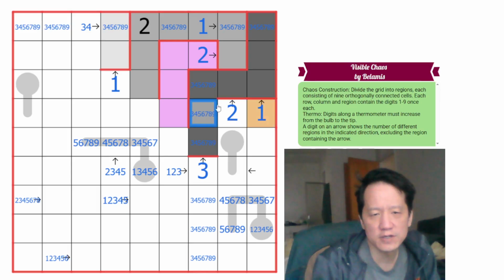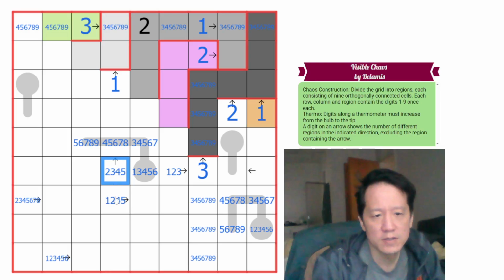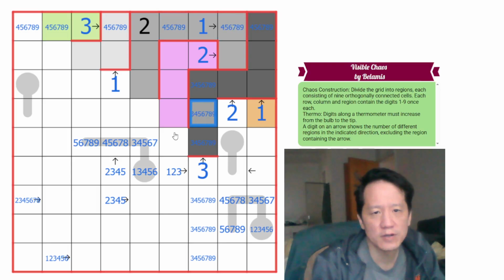This has to extend out somewhere. 1 cannot be here. This is 1, so this must go out this way. But this is a separate region. So this has to go here, which means this one must extend here. It's also 3, because it sees 3 regions which are not including its own. So none of these are 3. This can't be 1. Not 3. This can't be 1. This can't be 3.